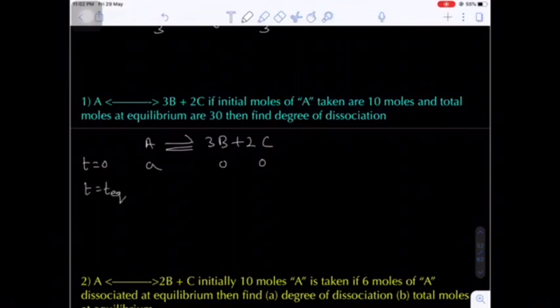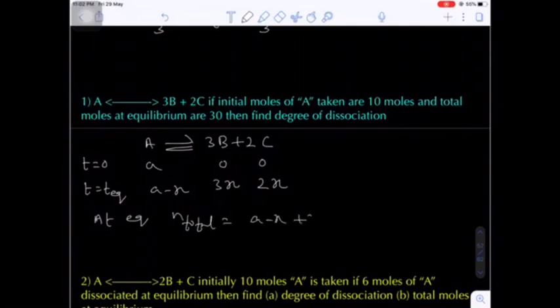At a time interval, that is when the system is at equilibrium, I have to write a minus x. Here I have to write 3x by 1. Here I have to write 2x. Okay. What is the number of moles at equilibrium? Total number of moles at equilibrium is equal to a minus x plus 3x plus 2x. Total a plus 4x. Are you getting my point?